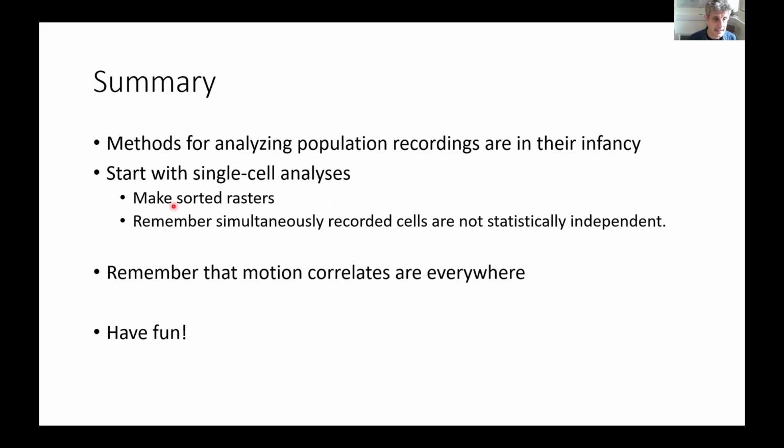Make sorted rasters, but then when you come to analyze the data, remember that your simultaneously recorded cells and your successive time points are not statistically independent. Be aware of nonsense correlations. Remember that motion correlates are everywhere, and most of all, have fun, because this data is just amazing to have. It was unimaginable that you would have data like this 20, even 10 years ago.